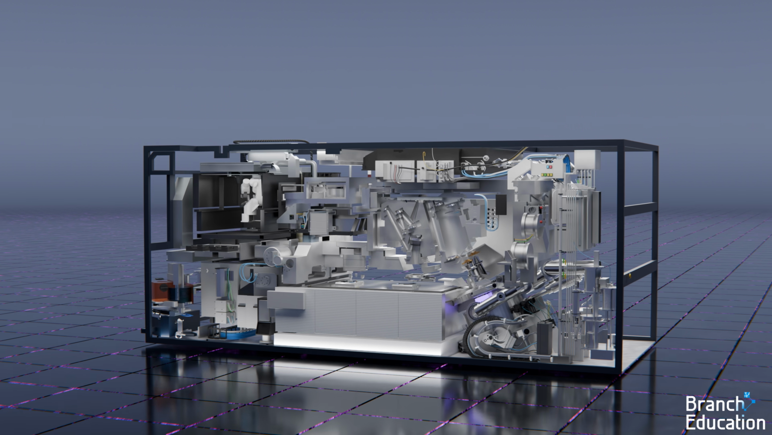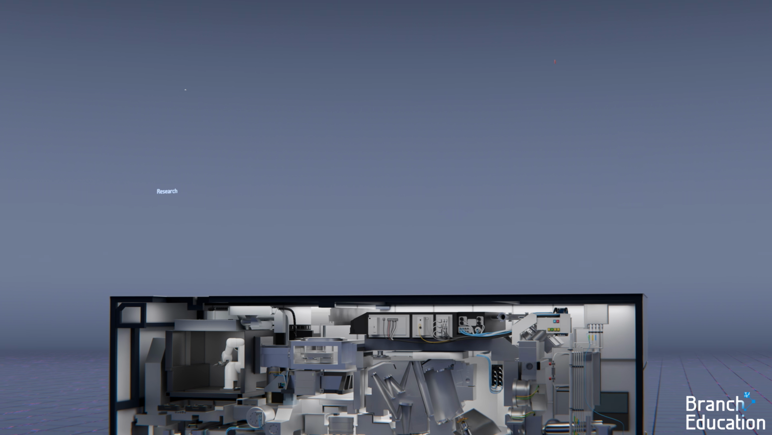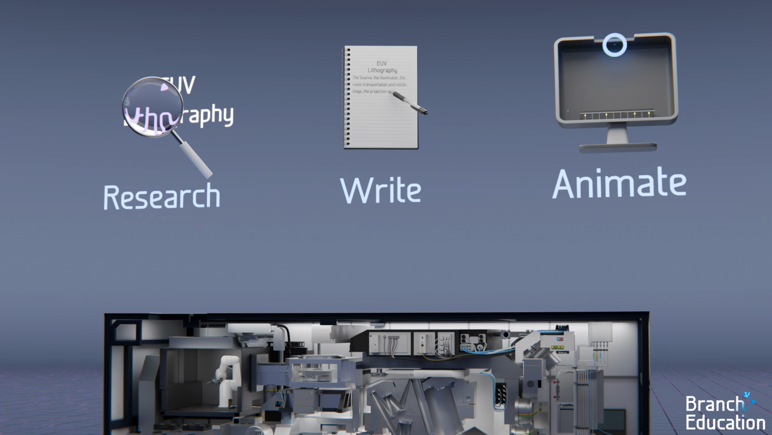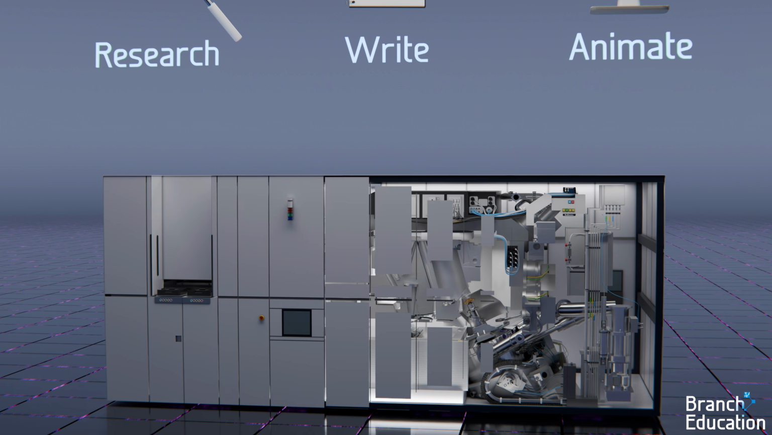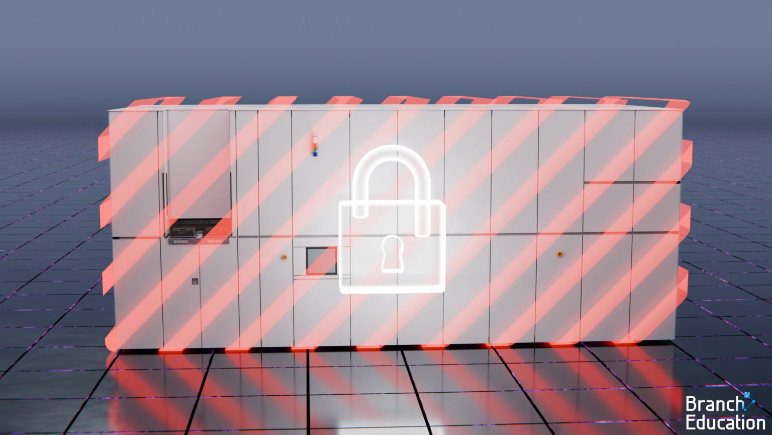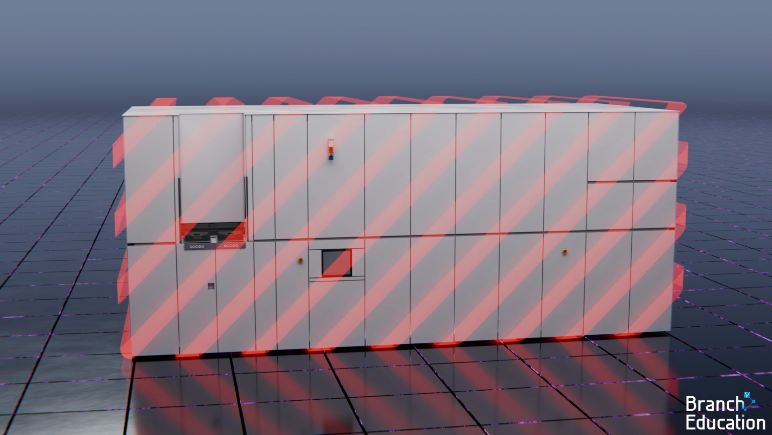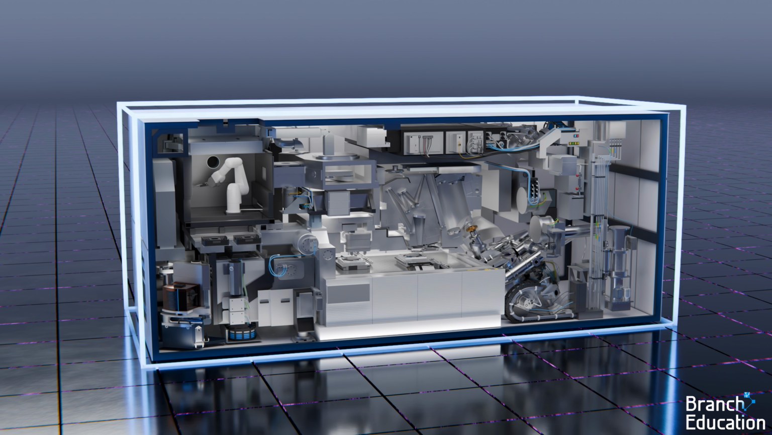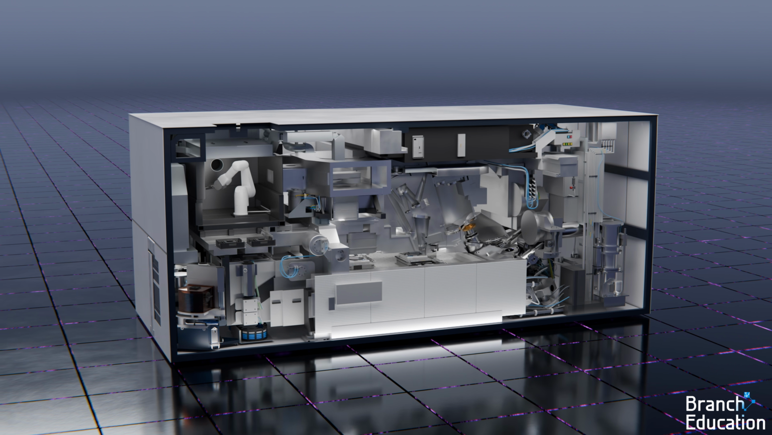Throughout the video, all the details and facts were independently researched, written, and animated. Additionally, some aspects are simplified, and due to the proprietary knowledge and confidentiality around EUV lithography, some of the details we present are approximated or modified.